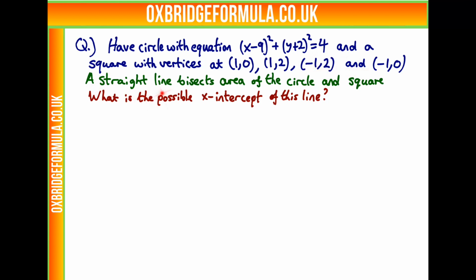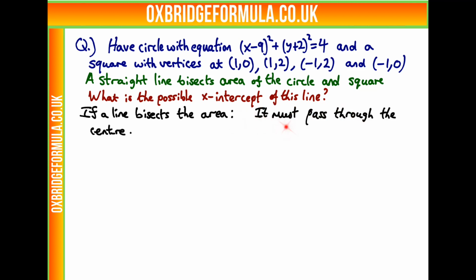A straight line bisects the area of the circle and the square, and we want to work out the possible x-coordinate, the x-intercept of this line. So what does it mean for a straight line to bisect the area? Well, that means it divides the area into two. And so what property must this line have? Well, it must go through the centre of the circle and our square.